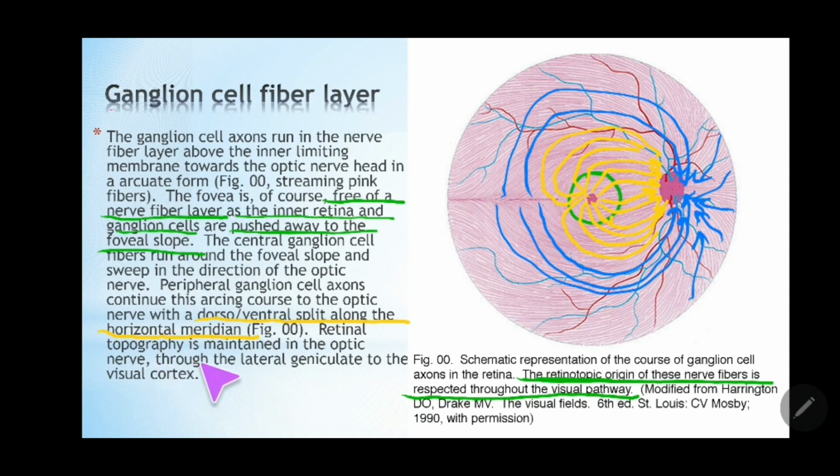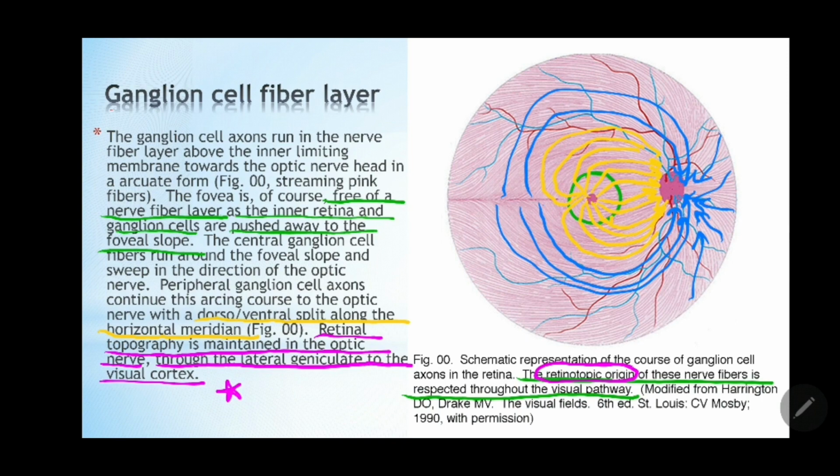Retinal topography is maintained. They have repeated this important point. Retinal topography is maintained in the optic nerve through the lateral geniculate body to the visual cortex. This is very important: the retinotopic pattern, or the topography of the image from the retina, is transmitted as such from retina to the visual cortex. Okay, so that is done for this slide.